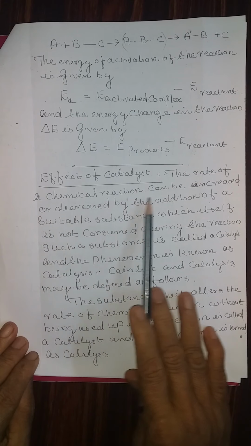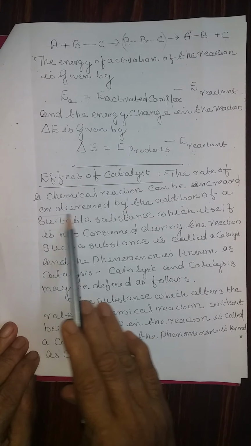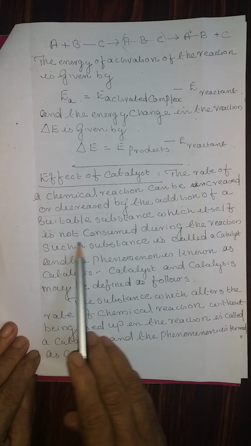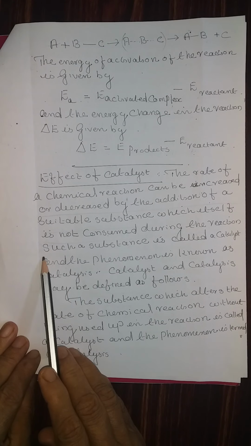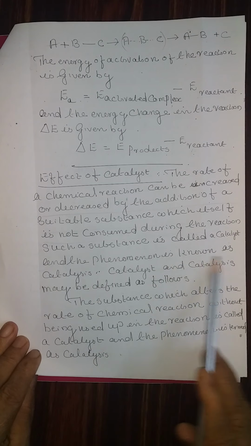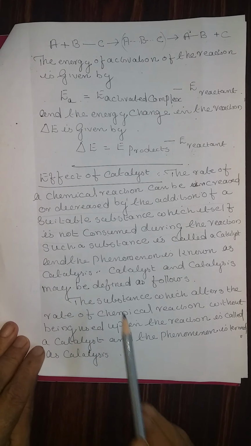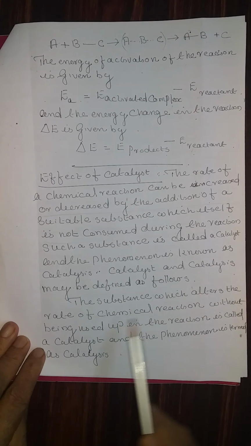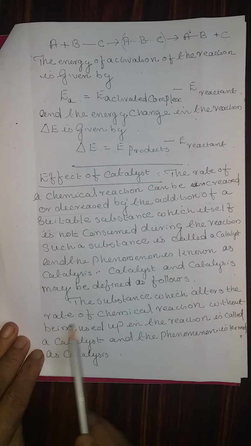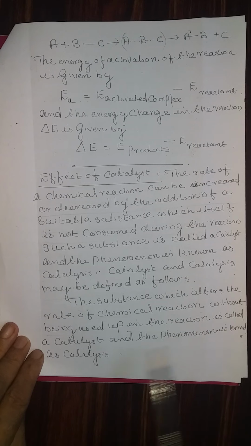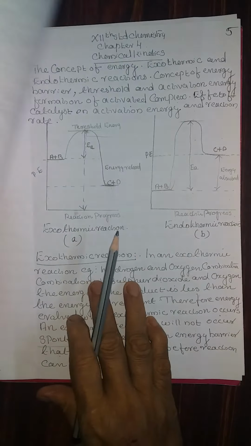The rate of a chemical reaction can be increased or decreased by the addition of a suitable substance which itself is not consumed during the reaction. Such a substance is called a catalyst, and the phenomenon is known as catalysis. A catalyst and catalysis may be defined as follows. The substance which alters the rate of a chemical reaction without being used up in the reaction is called a catalyst, and the phenomenon is termed as catalysis.